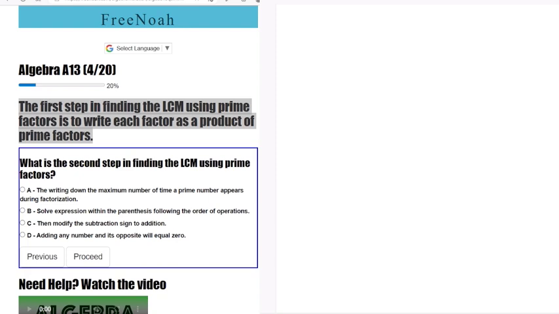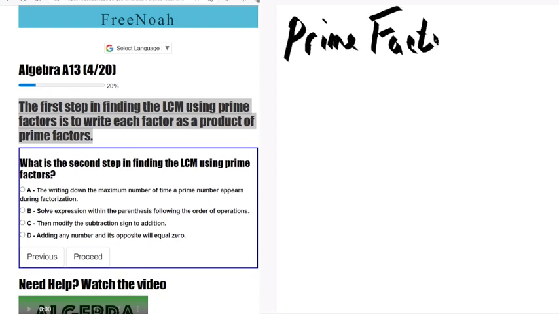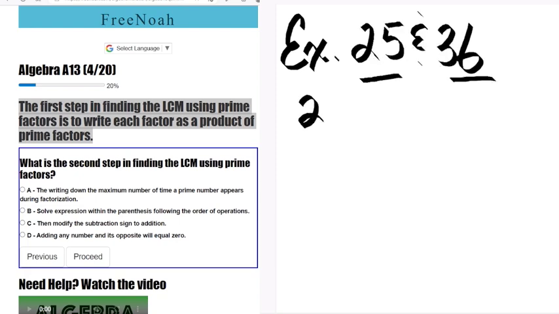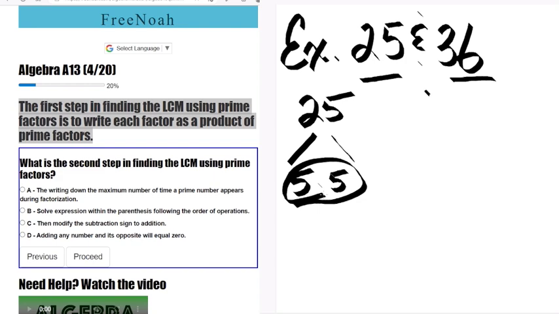So for instance, let's write here prime factorizations and LCM, least common multiple. We're going to find the least common multiple of 25 and 36. So here we have 25, we get 5 times 5. Well, that's a prime factorization right there. So let's break down 36.